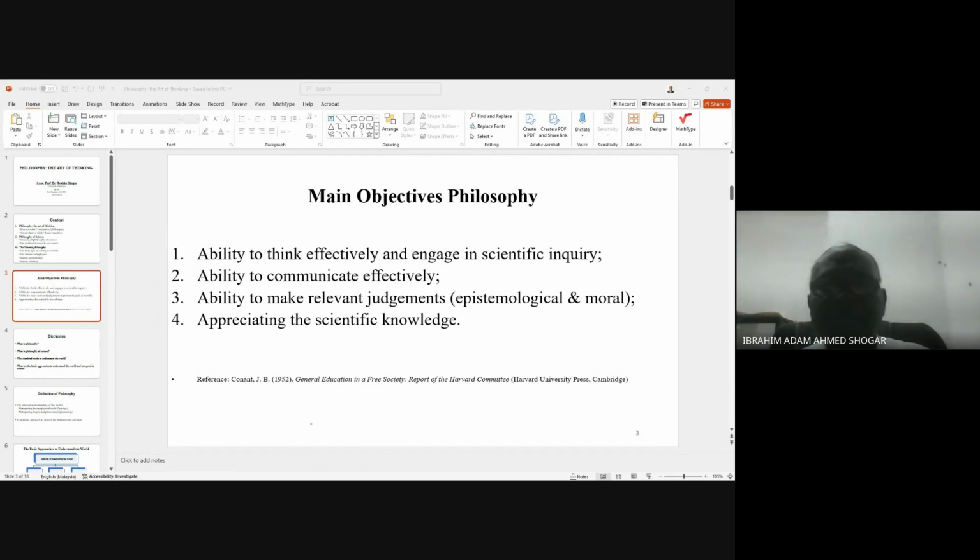Number three, ability to make relevant judgment. Relevant judgment here is about values, especially moral values. What is good, what is bad? Then I need to have the ability to get the right idea, the right way of taking the good values. Of course, as Muslims, our values are given by Islam itself. What is good and what is bad will be determined by the Holy Quran and the Sunnah. So we just follow. If the Sunnah says this is good, then I do it.